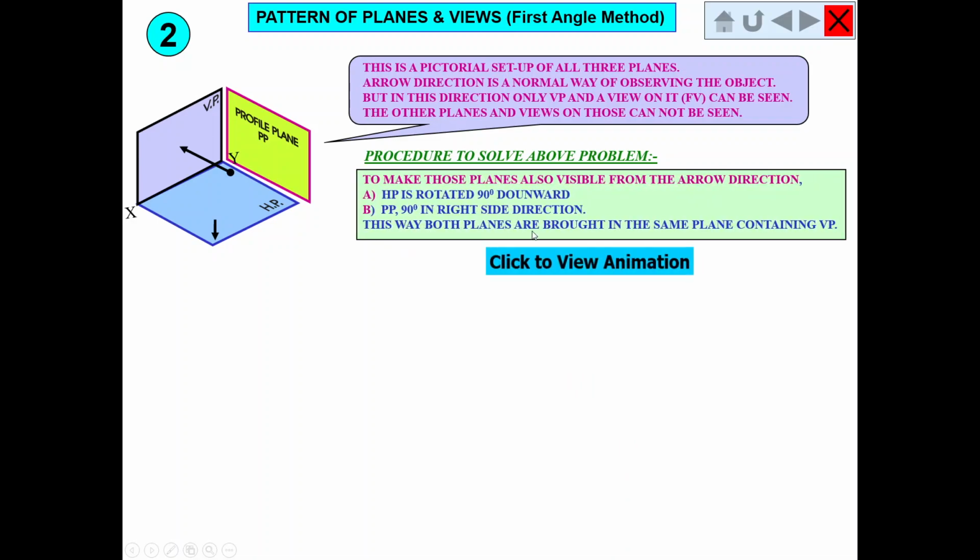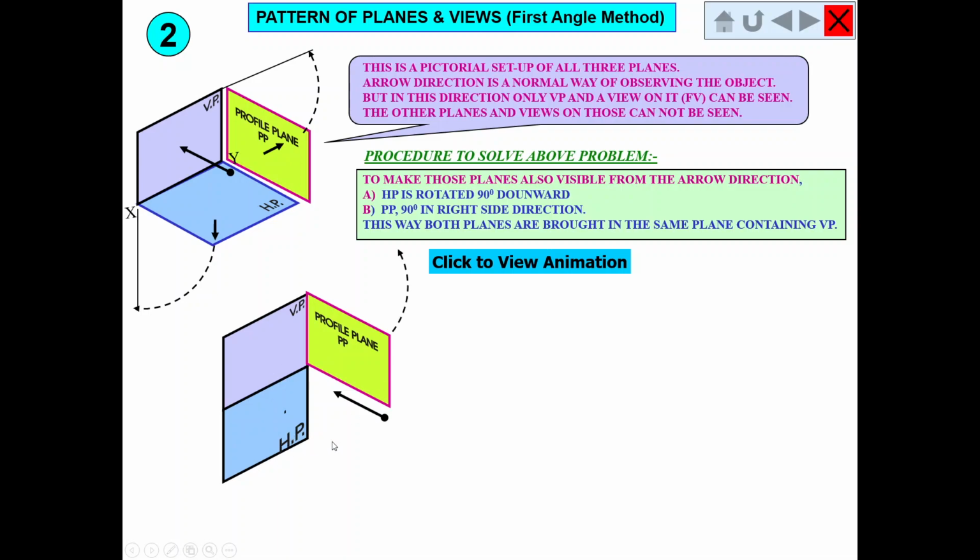Now how to solve this problem? It's very simple. To make those planes also visible from the arrow direction, the horizontal plane is rotated downward, that is clockwise direction. So you need to rotate this horizontal plane clockwise direction by 90 degree, and profile plane in right side direction again by 90 degree. Okay, so profile plane towards right side direction by 90 degree, horizontal plane clockwise direction by 90 degree. This way both planes are brought in the same plane containing VP. As you can see, HP has to be rotated by 90 degree, profile plane right side towards 90 degree.